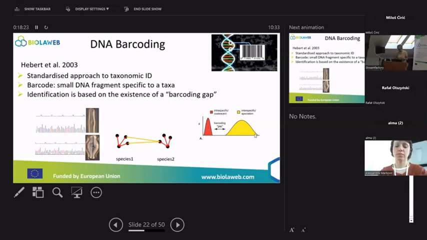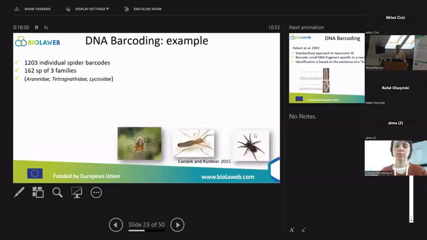But this is not always the case. And sometimes you have this overlap between genetic intraspecific distances and interspecific distances. That means that in some cases, you may have intraspecific distances that are higher than interspecific distances. So it makes the job a bit more complicated sometimes. So I will give you an example to see that more in depth.